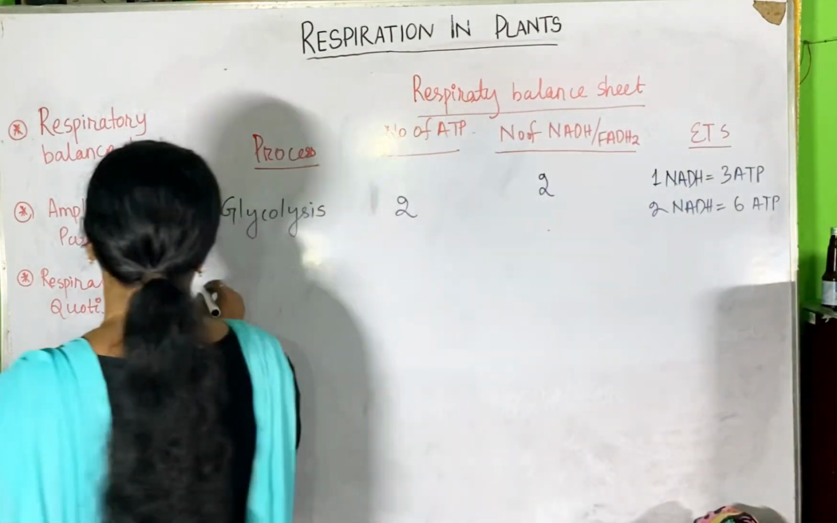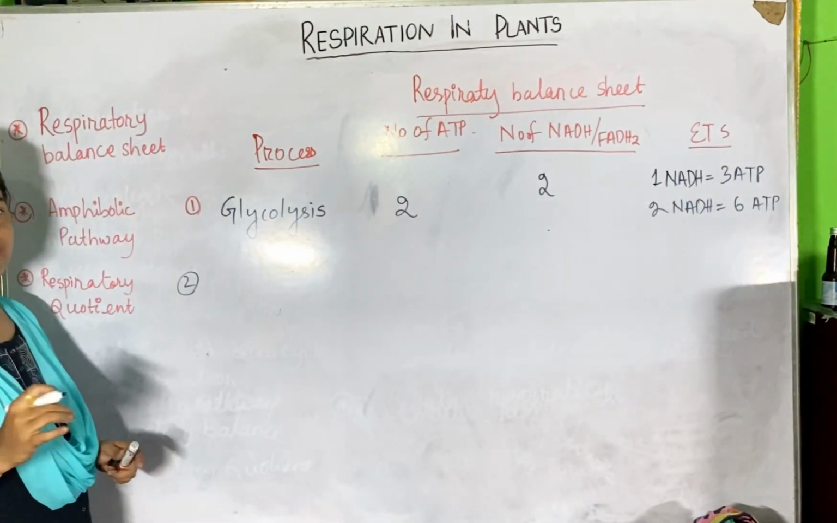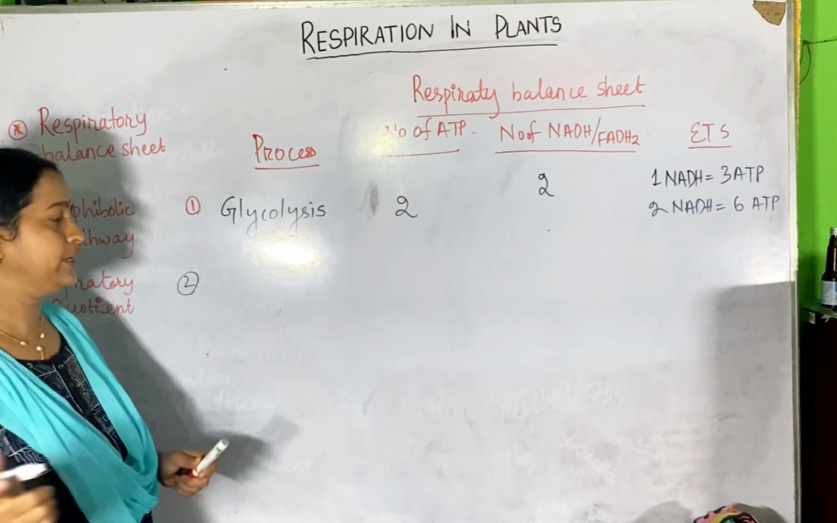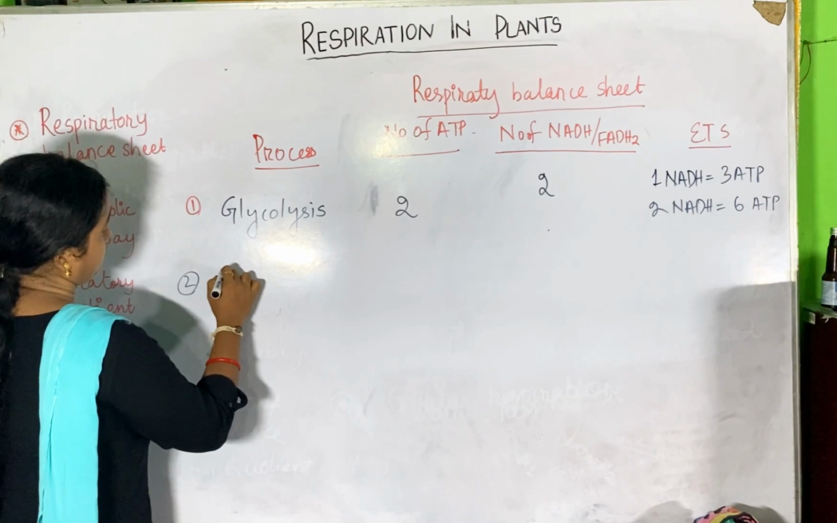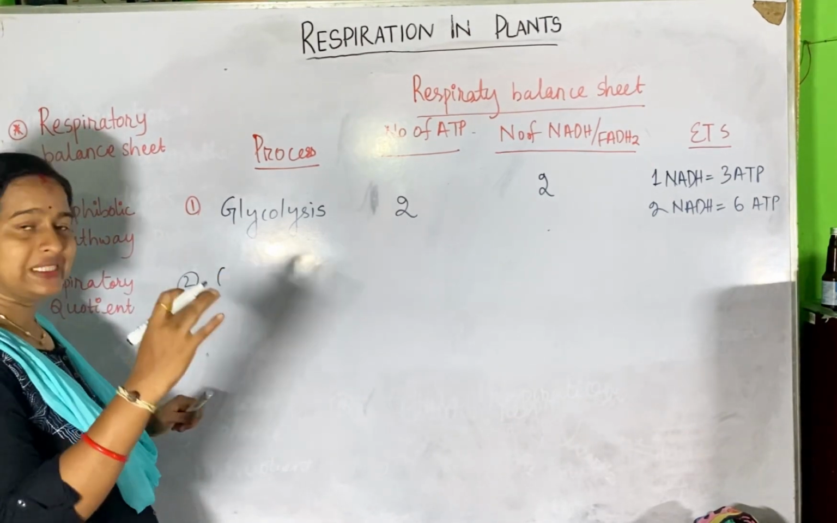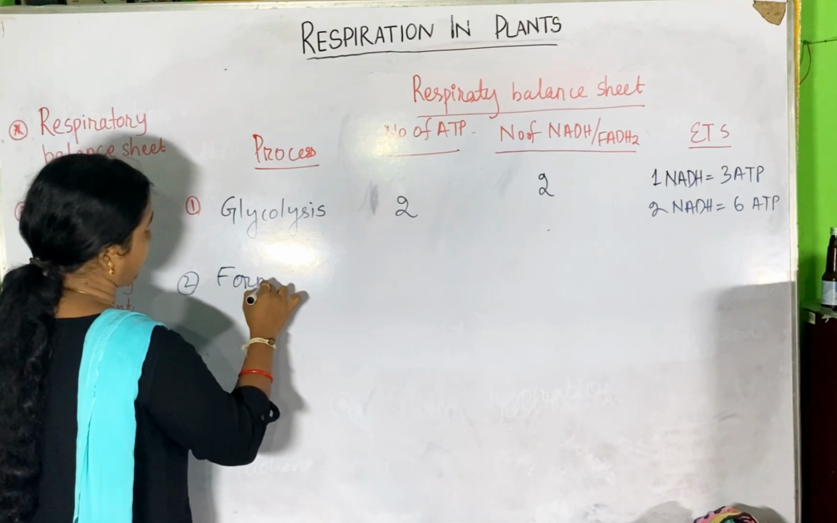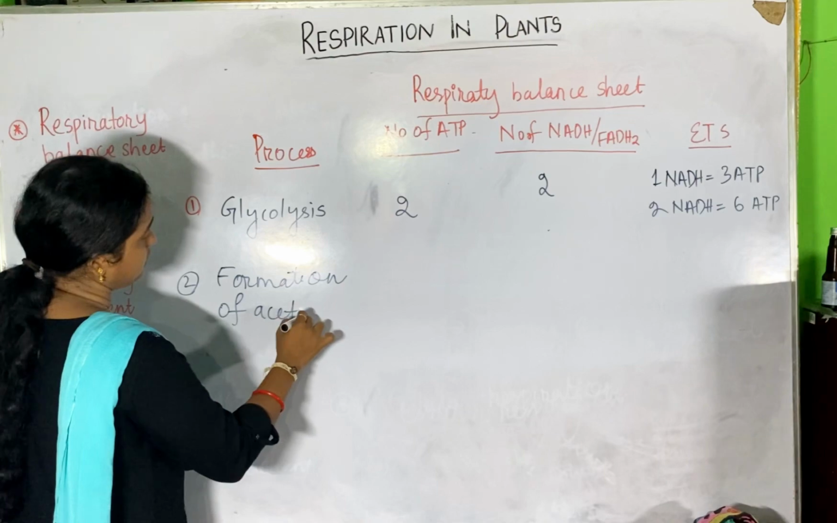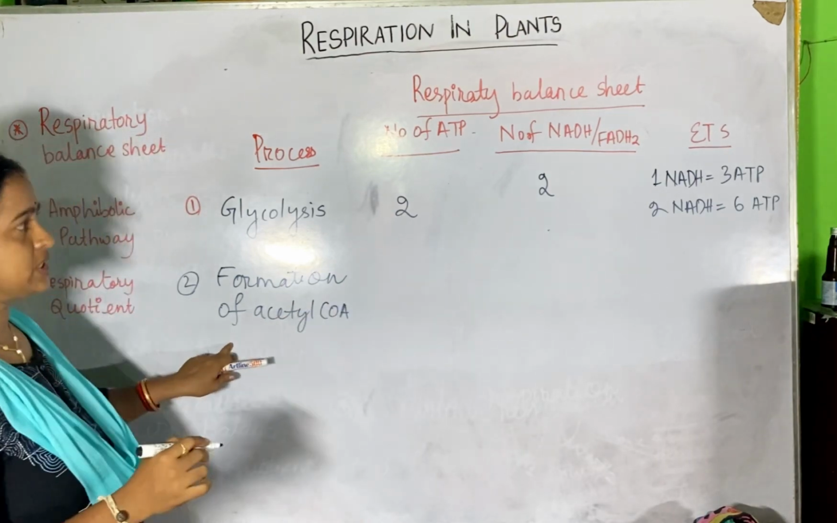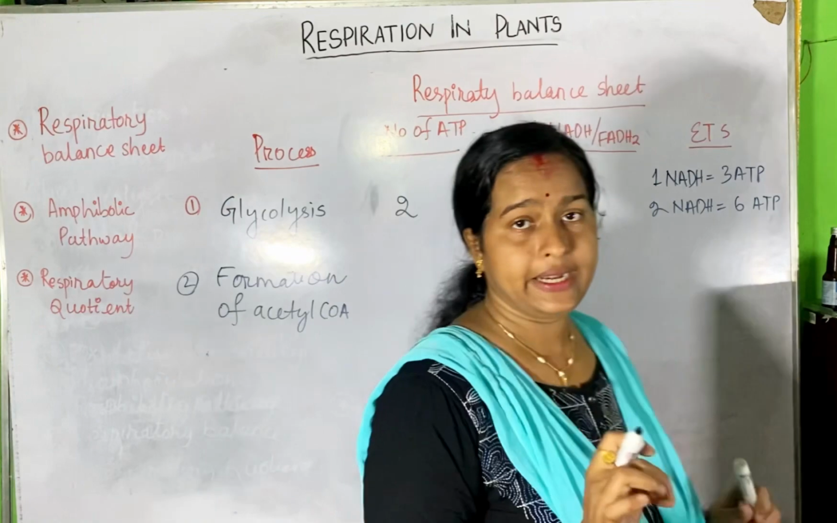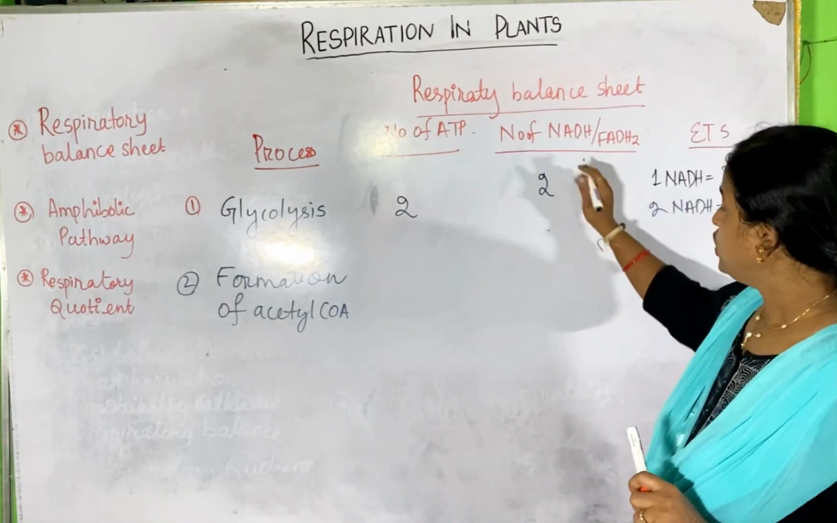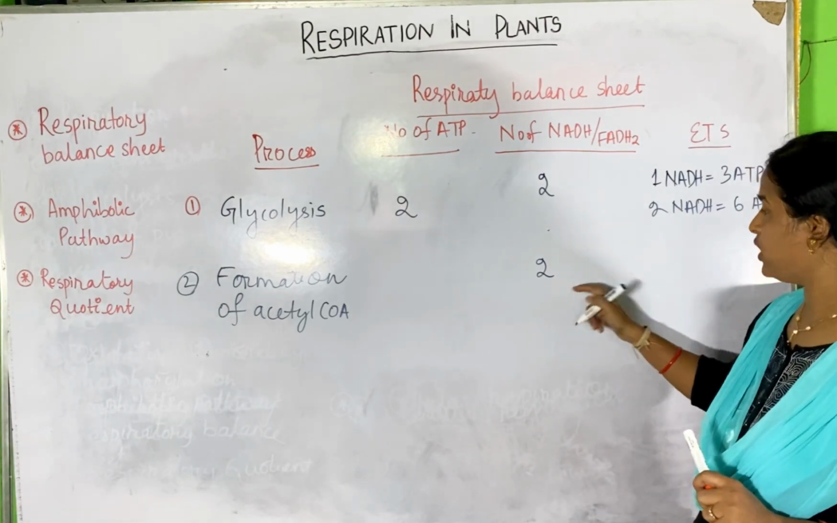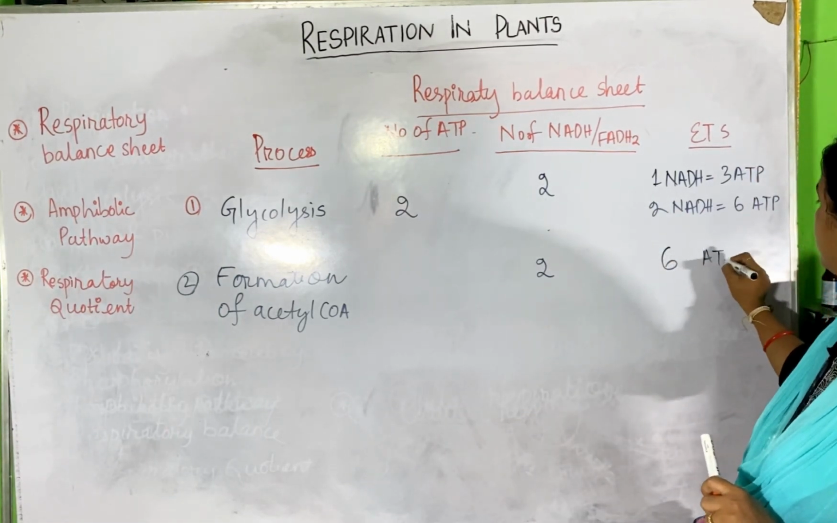Then the second process is the formation of acetyl coenzyme A from pyruvate. That is the link reaction before entering the Krebs cycle. In this process, no ATP is formed directly, but 2 NADH are formed. 1 NADH equals 3 ATP, so 2 NADH equal 6 ATP.